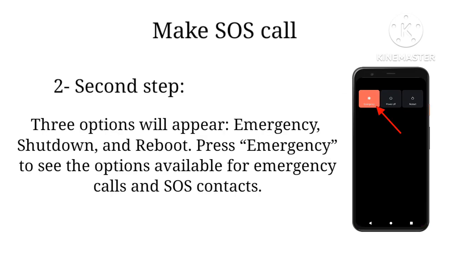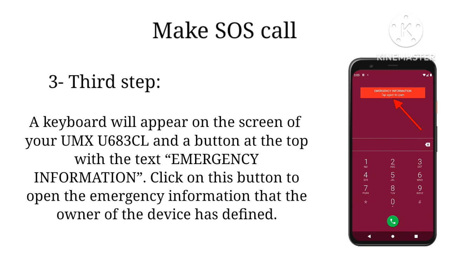Second step. 3 options will appear: emergency, shutdown, and reboot. Press emergency to see the options available for emergency calls and SOS contacts. Third step. A keyboard will appear on the screen of your UMX U683CL and a button at the top with the text, Emergency Information. Click on this button to open the emergency information that the owner of the device has defined.